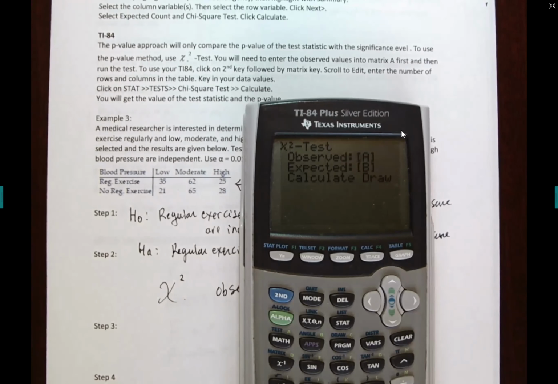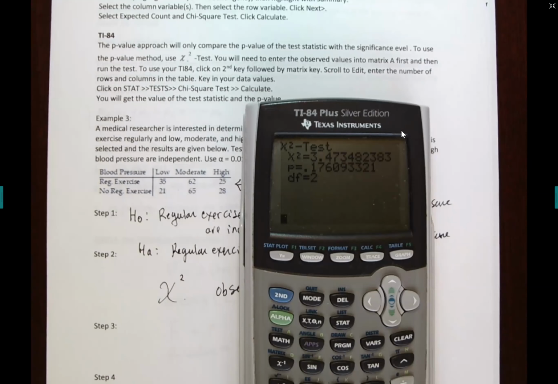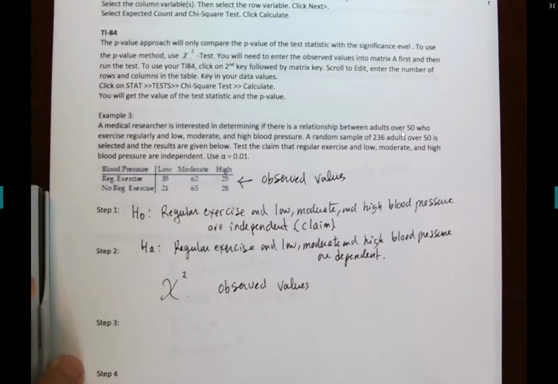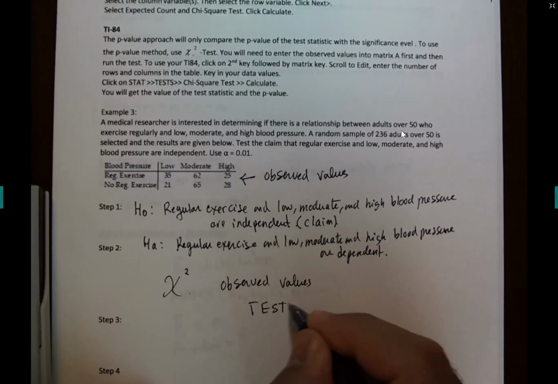Okay, did we put the observed values in matrix A? We did. Don't worry about the expected. They're gonna go by themselves automatically to B. And just hit calculate. So you don't do actually anything, guys, just hit calculate. And here you go, that's a chi-square test and that's a p-value. So chi-square test, let me just put what we did.